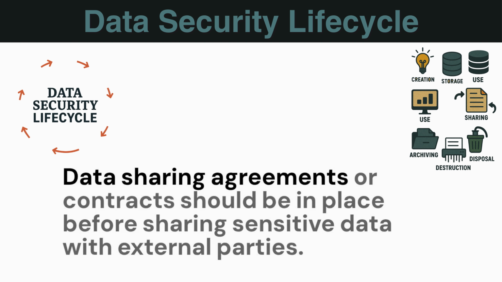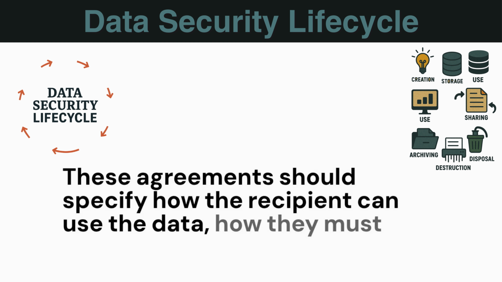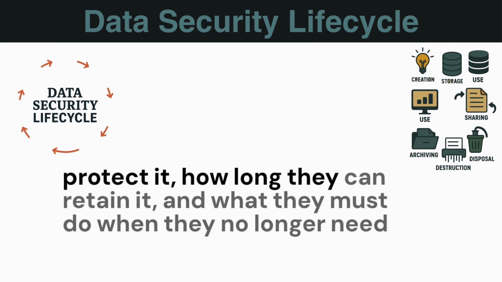Data sharing agreements or contracts should be in place before sharing sensitive data with external parties. These agreements should specify how the recipient can use the data, how they must protect it, how long they can retain it, and what they must do when they no longer need it. Consider implementing data rights management or information rights management technologies. These systems allow you to maintain some control over data even after it's been shared by enforcing restrictions like preventing copying, printing, or forwarding.